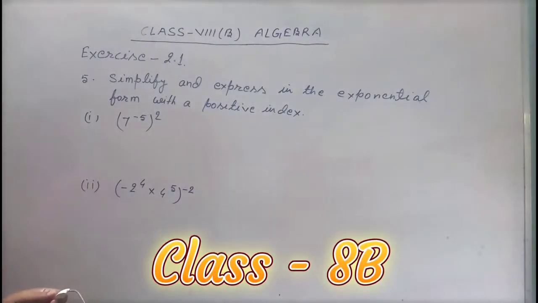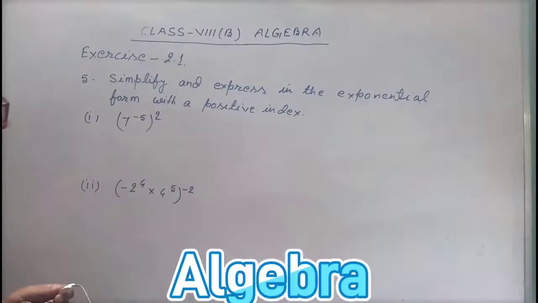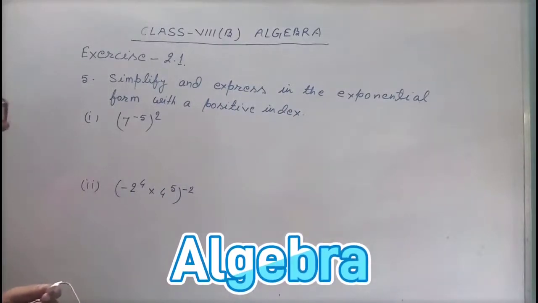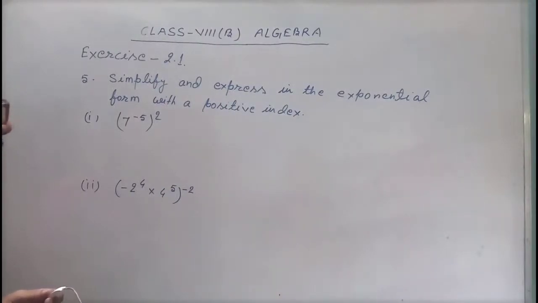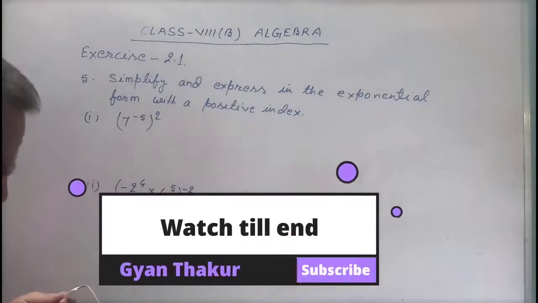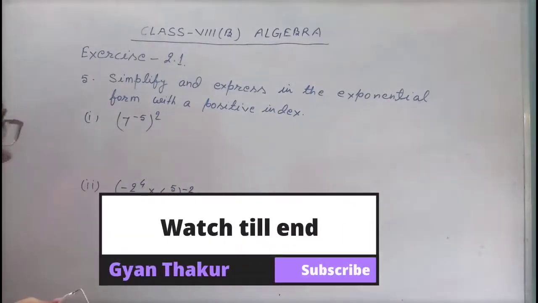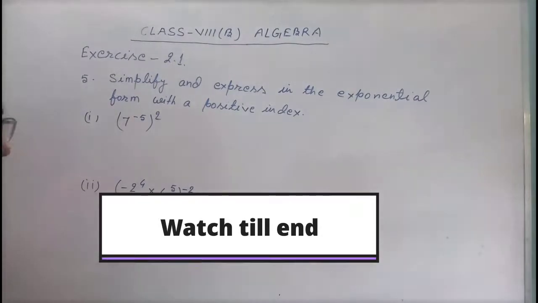In this period of algebra, exercise 2.1 is continued. Question number 5: Simplify and express in the exponential form with a positive index. Index, that you say the exponent or we say the power. All these three words are the same.